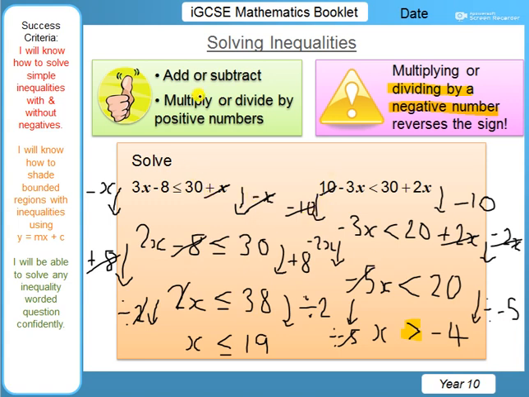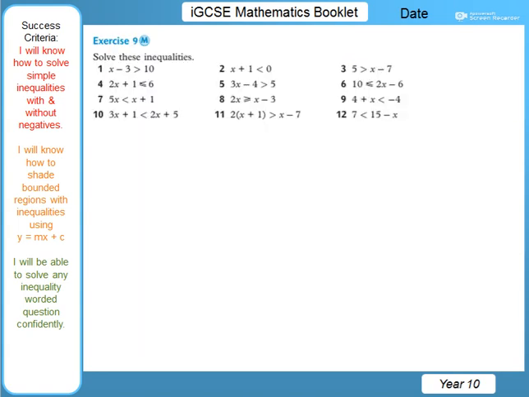Okay, so that is the main way we solve linear inequalities. So have a look at my next slide. So questions 1 to 12. Have a go at those questions. I'd say take no more than 10 minutes just to get some familiarity with using the inequality signs.